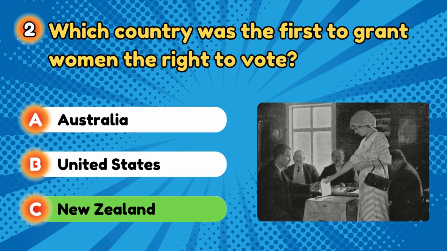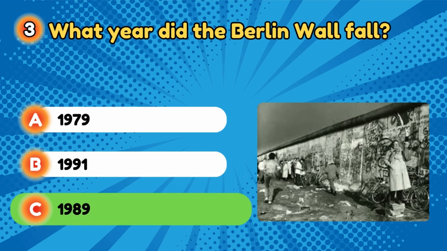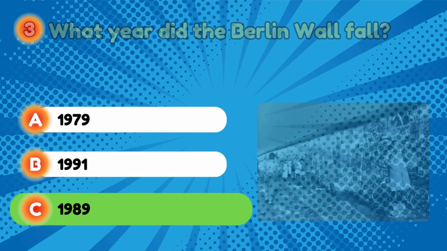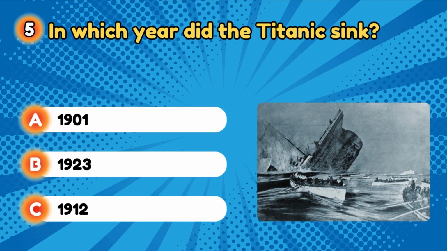New Zealand. What year did the Berlin Wall fall? 1989. Who wrote the Communist Manifesto? Karl Marx. In which year did the Titanic sink?